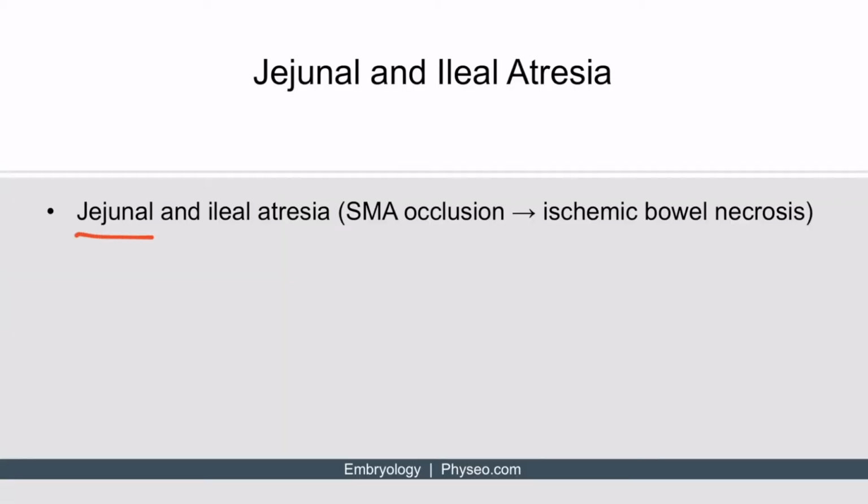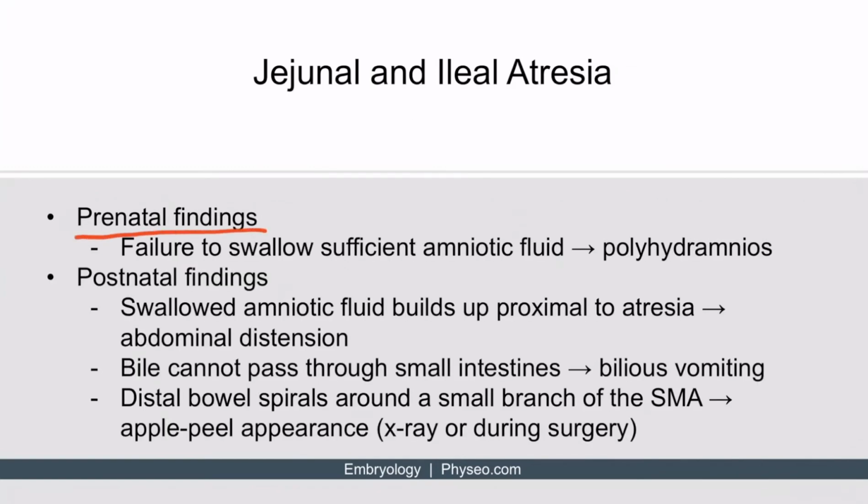Now let's discuss jejunal and ileal atresia. The mechanism for jejunal and ileal atresia is typically superior mesenteric artery occlusion. This leads to ischemic bowel necrosis. And knowing this mechanism will help clarify why jejunal and ileal atresia have certain findings that don't occur with duodenal atresia. So let's explain that more. And let's start with the prenatal findings. The main prenatal finding is polyhydramnios. And just like with duodenal atresia, this occurs because the fetus cannot swallow and pass sufficient amniotic fluid. So there's just too much fluid outside the fetus.